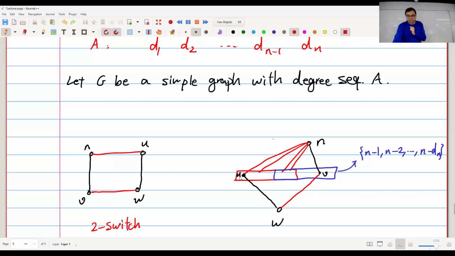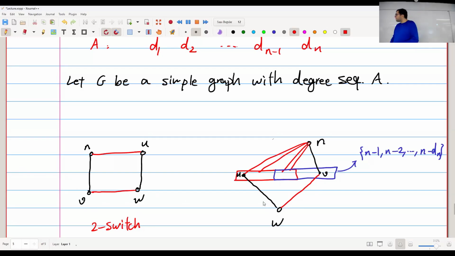Because I can always take the vertex with the smallest degree from the red side and the vertex with the highest degree from the blue side. So they never have the same degree. And so the degree of V is more than the degree of U. So V definitely has a neighbor that is not a neighbor of U. I call that W. And then I do this two switch.